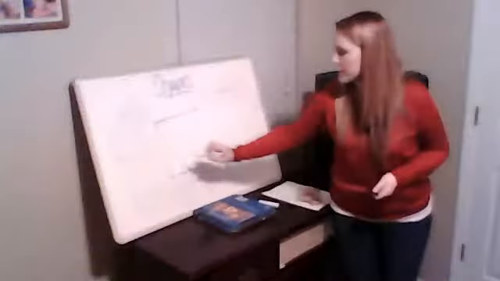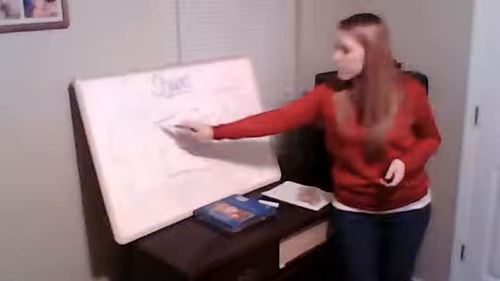So let's count them together. How many sides does the square have? We're going to do 1, 2, 3, 4. So it has how many sides? 4 sides. The corners, you have to count. And it has how many corners? 1, 2, 3, 4 corners. So 4 corners.